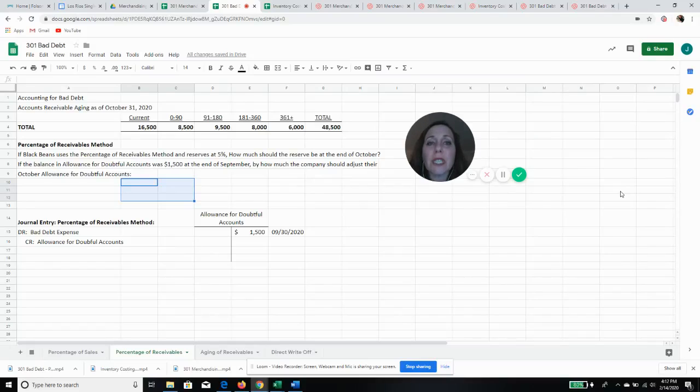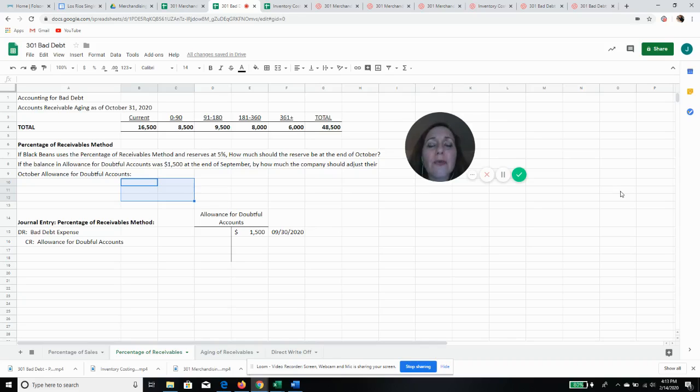The percentage of receivables method of estimating bad debt is a little bit more accurate than the percentage of sales method. In the percentage of sales method, we just looked at our total sales for the month and we reserved a percentage of them. But when you think about it, we're doing this on the last day of the month. It may be that some of those sales we've already collected. So it doesn't really make sense to book a reserve against something we've already collected.